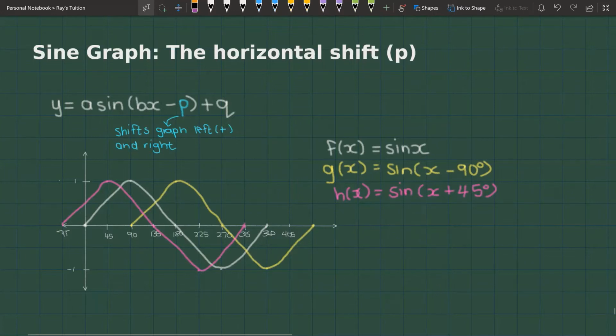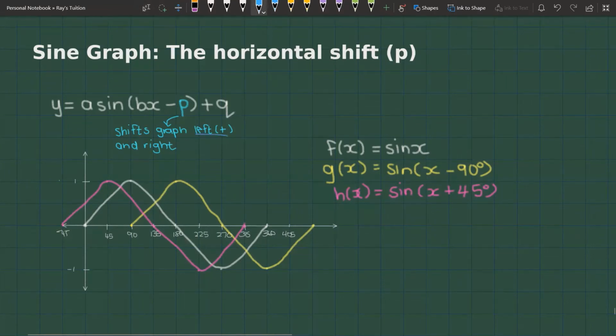graph. So just a reminder, the equation of the most general form of the sine graph is y is equal to a sine of (bx minus p) plus q, and it is the p value that shifts the graph left and right. So what we need to remember is that the positive value shifts it left.